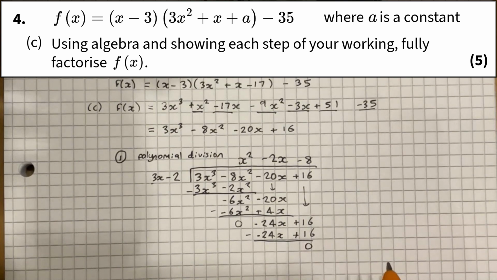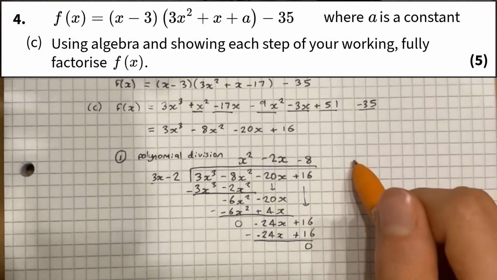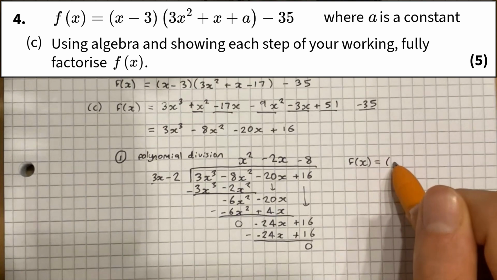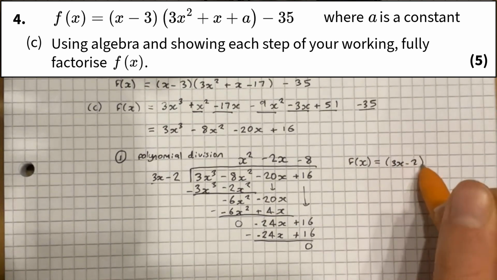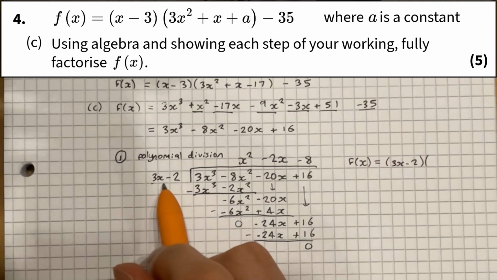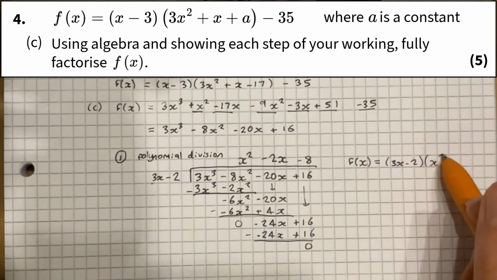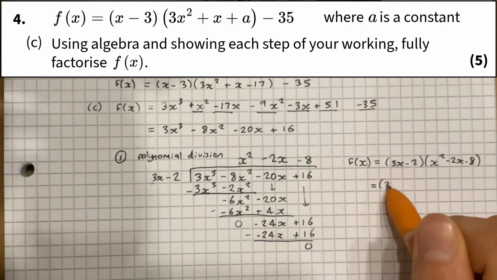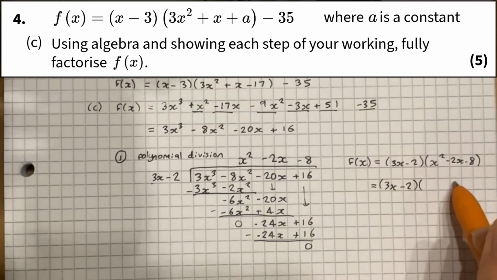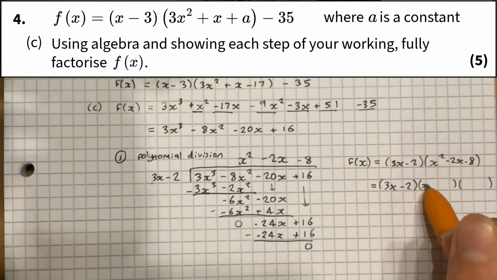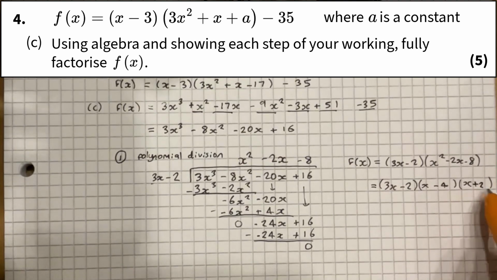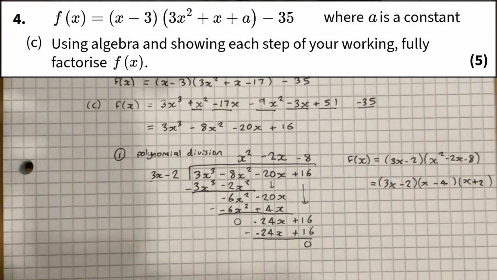That means it goes in exactly, which is good, because that means we can then factorize it. So this means that we can factorize it as 3x minus 2, which we knew was the factor, multiplied by the expression on top there, the quadratic on top. To finish off fully factorizing it, we simply put this quadratic into good old-fashioned double brackets with a minus 4 and a plus 2. That would be our final answer, our full factorization.